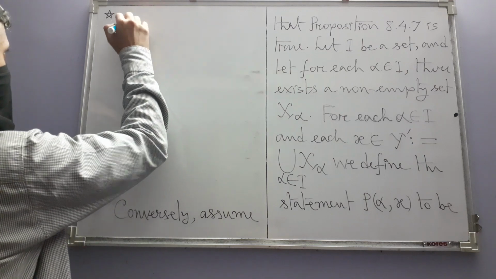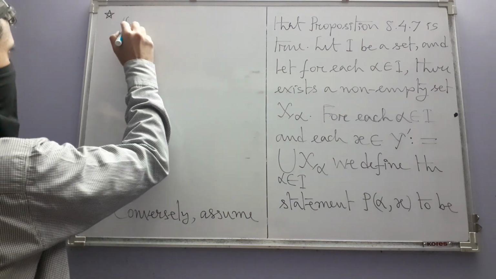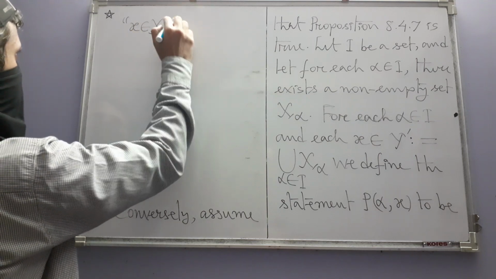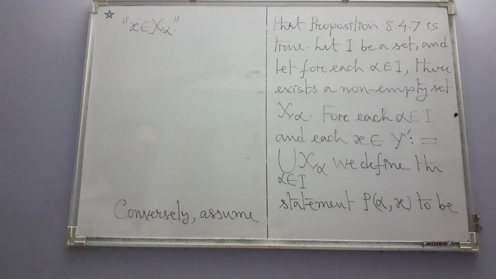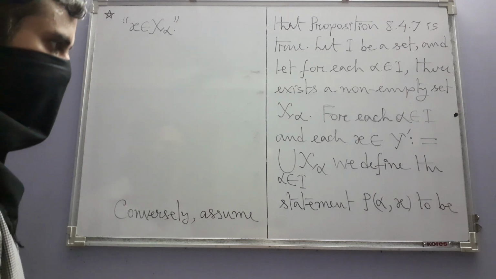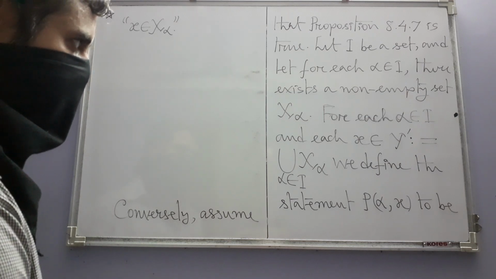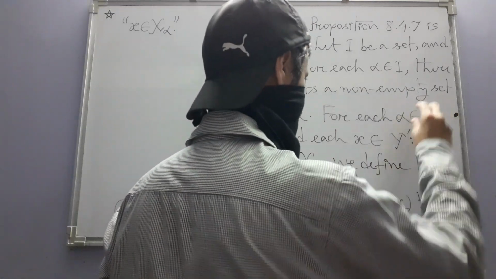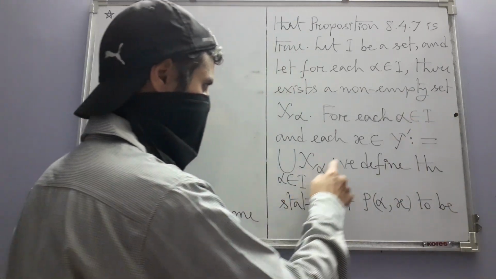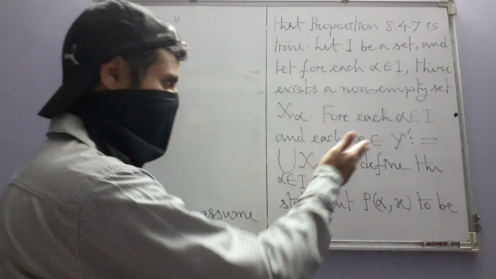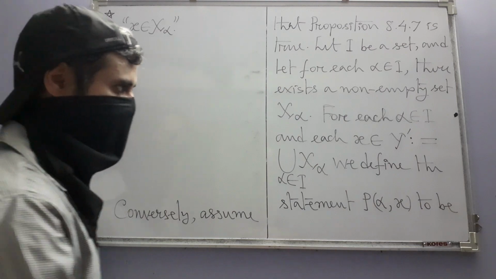This statement that X belongs to X alpha. Okay. Does it make sense? It makes sense because here I, of course, is a set, and the union of these sets X alpha is, of course, again a set by the axiom of union.